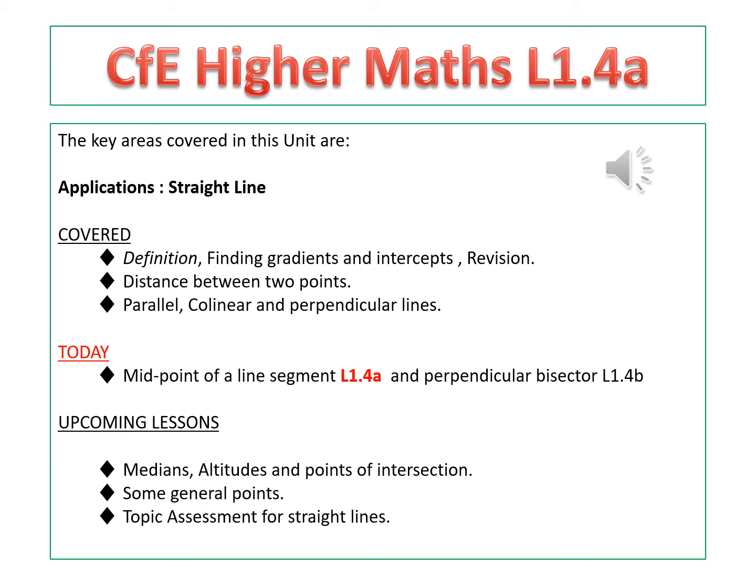You can see that today we've covered the definition, finding gradients and intercepts, some revision from National 5, how to find the distance between 2 points, how to identify a parallel line, how to show that points on the line are collinear, and how to use the properties of perpendicular lines to find gradients. Today we're going to find the midpoint of a line segment, and that's lesson 1.4a. Lesson 1.4b will consider a perpendicular bisector.